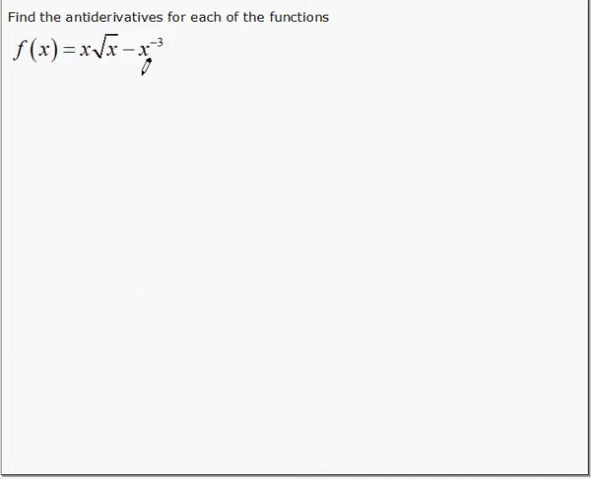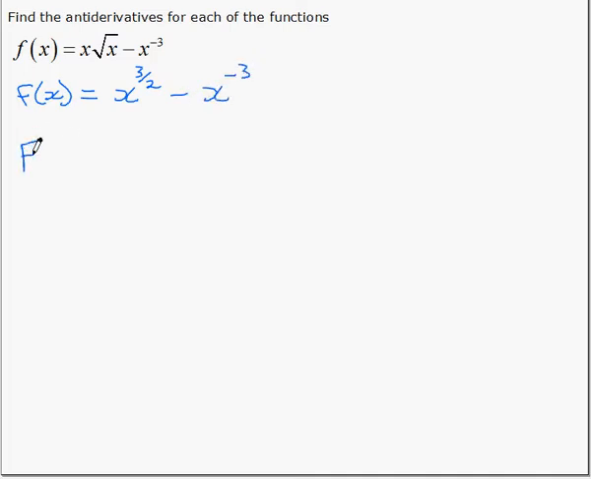In this example, we have to simplify first in order to find the antiderivative. We can begin by writing this as x to the 3 over 2. This is x to the half. This is x to the 1. Put those together, 3 over 2. There's x to the minus 3.